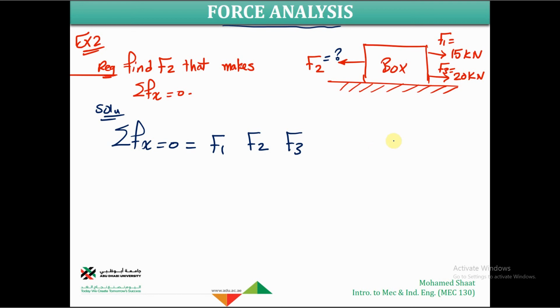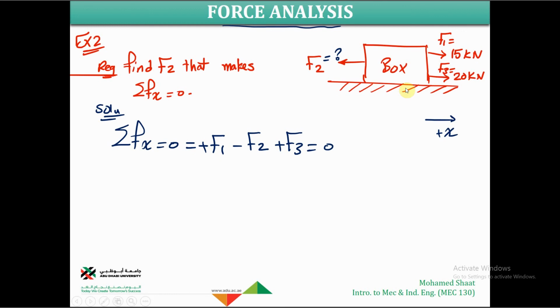So let us do as we have done over the previous example: I'm going to consider any force in the positive x direction to be positive, and any force in the opposite direction will be negative. This means that the force F1, which is 15 kilonewton, will be positive. F3 will be positive, but F2 will be negative. Why is F2 negative? Because it is opposite to the positive direction that I assumed, going to the left. The sum of all of these forces should equal 0.